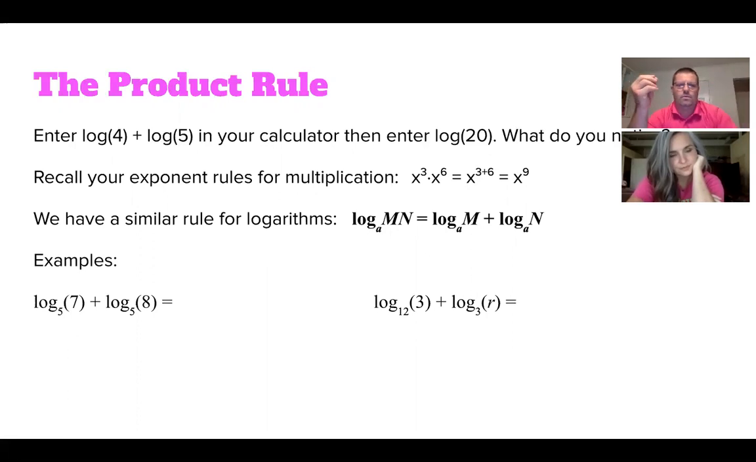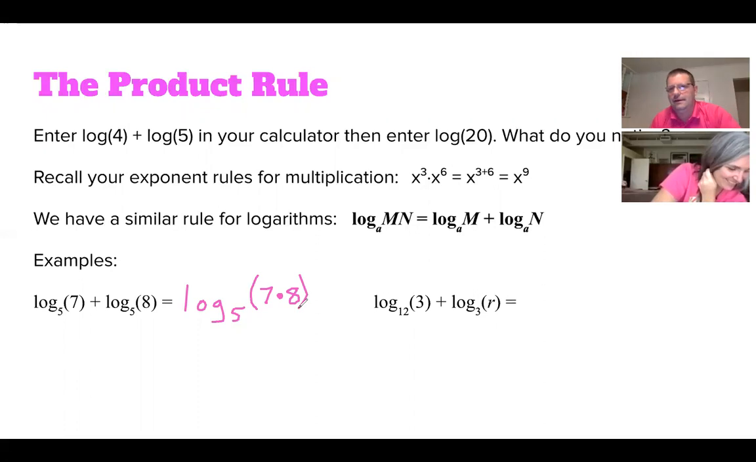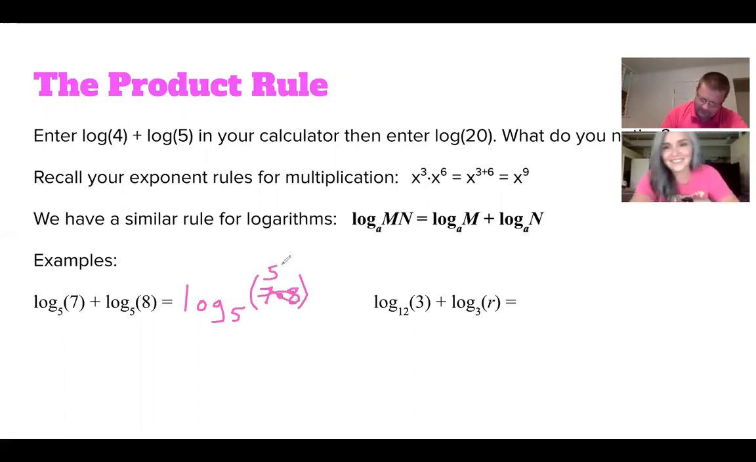What would be a way that I could combine 7 and 8? Well, what's 7 times 8? Oh gosh, now I have to do math. It's 56. Log base 5. I actually know what 7 times 8 is. Do you need to actually write that step? No, you're smart enough to know that's 56.